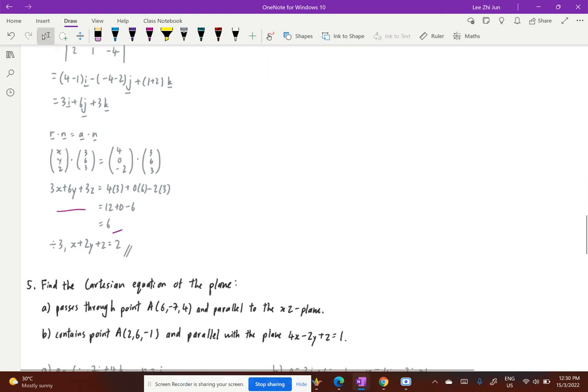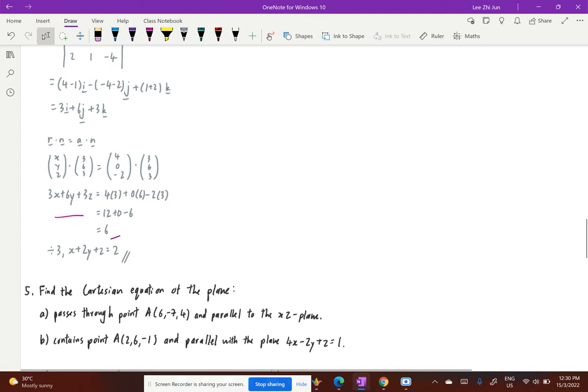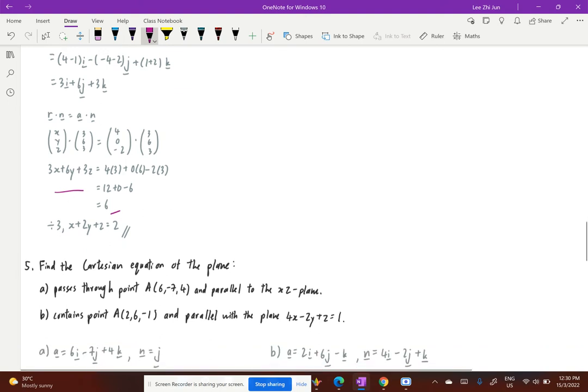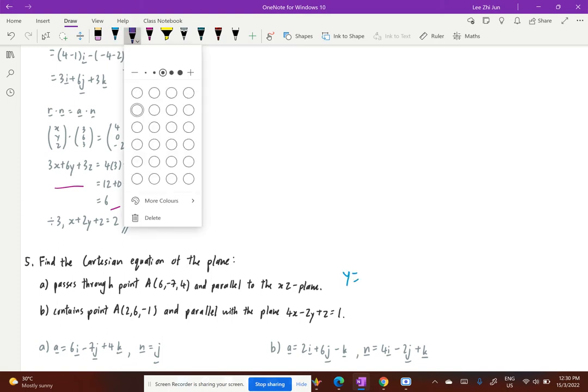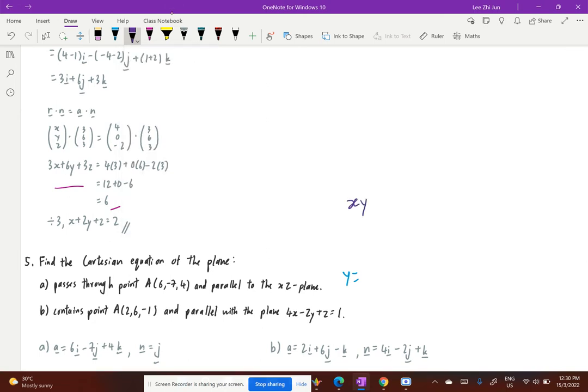So question 5, find the Cartesian equation of the plane. Got A and B. The first one passes through point A and is parallel to the xz plane. For these questions, if they ask for parallel to the xz plane, the final answer will be y only. Use the same concept. If it asks for parallel to the xy plane, your equation will be z only.